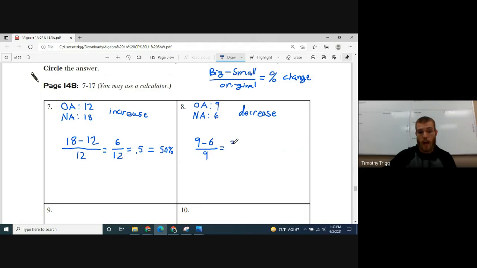So that's 3 out of 9. If you divide that, you should see 0.3 repeating on your calculator. If you change that to a percent, we move the decimal over twice. So that's going to be 33.33%.